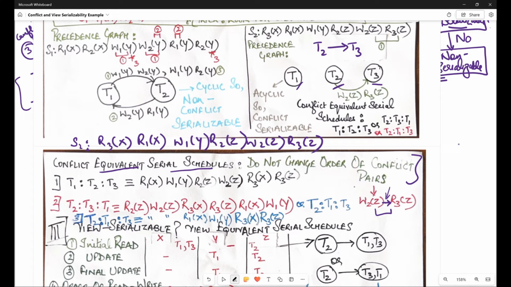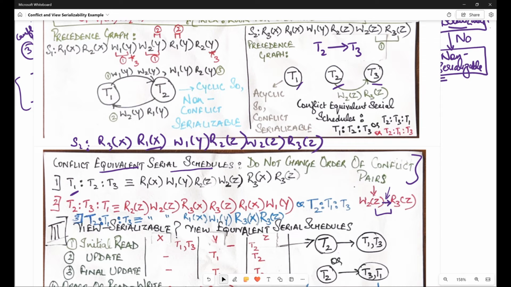Now we need to make all the operations of T1 come to the front. Okay, we need to move them forward. So no problem. There is only a single operation here, W1Y. I can easily move it. And there is read X also, sorry, so there are two operations. I can move them in front. Why? Because there is no conflict. There is no write read order that I'm disobeying, right?